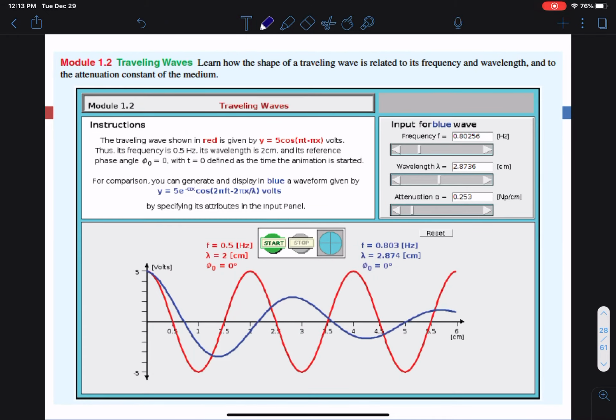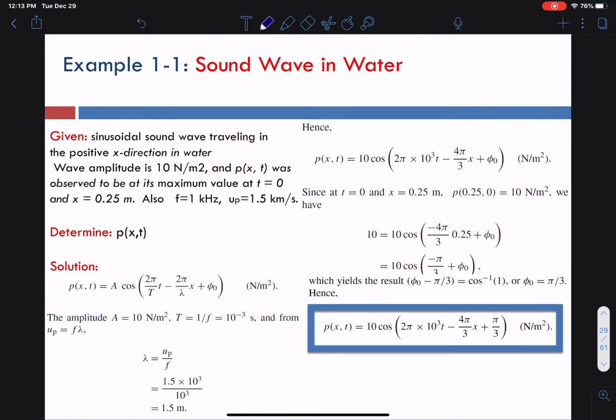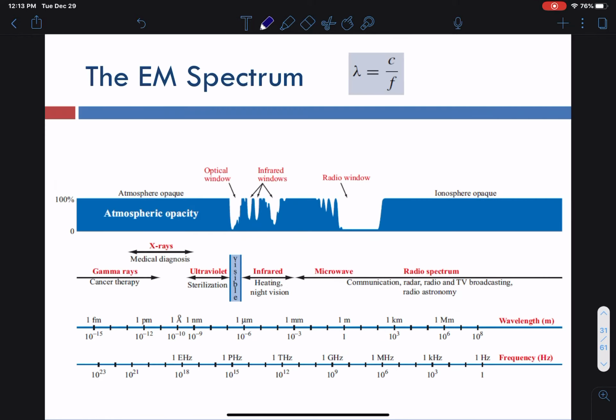So we're going to do some simulation in the class. So also going to do this problem in the class. I'm going to skip the problem. So we're going to do that problem.